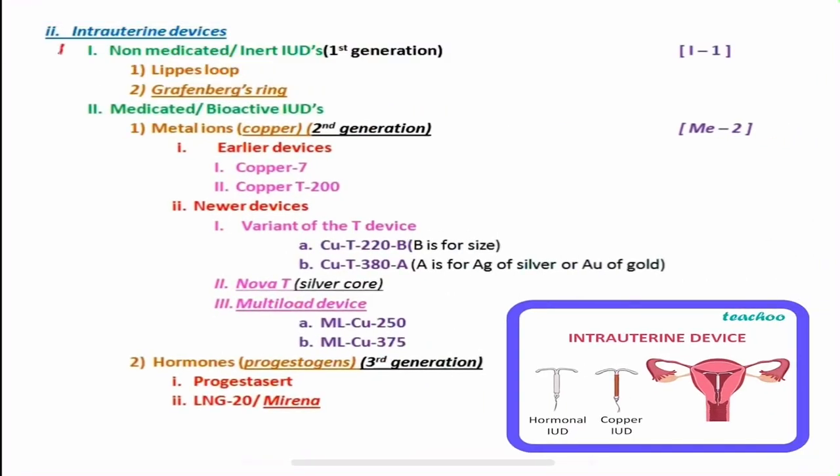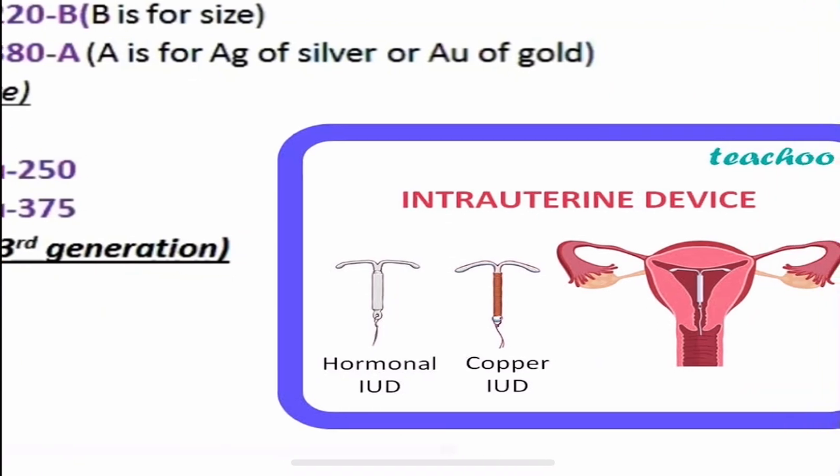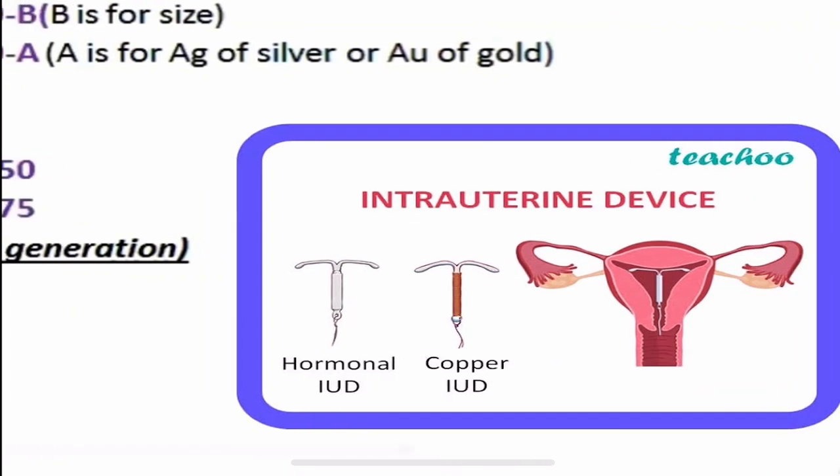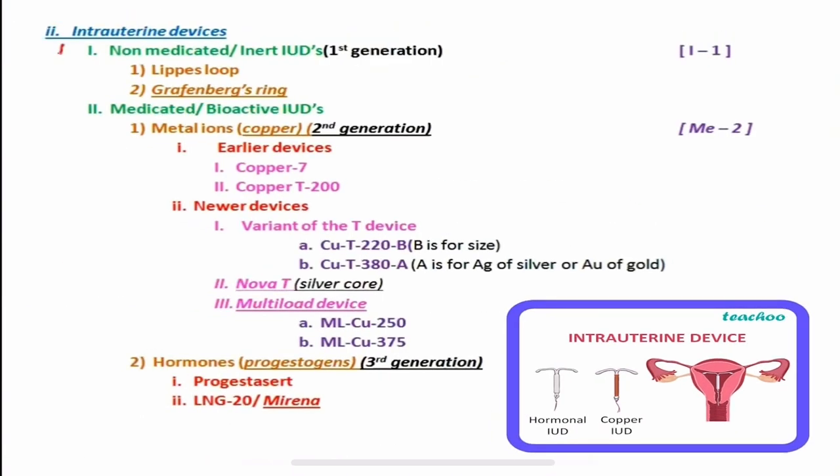So now we see the hormone releasing IUDs, which are progesterones of the third generation. We have two types: Progestasert and LNG20, also known as Mirena. Progestasert and Mirena or LNG20, that is levonorgestrel 20. So we see these intrauterine devices, which are hormone releasing, and the copper-T. It is fitted like this. Okay, so we are done with the IUDs.